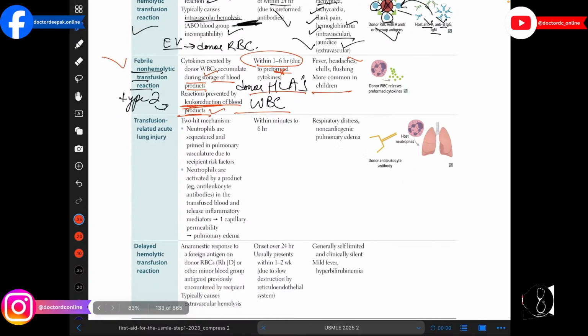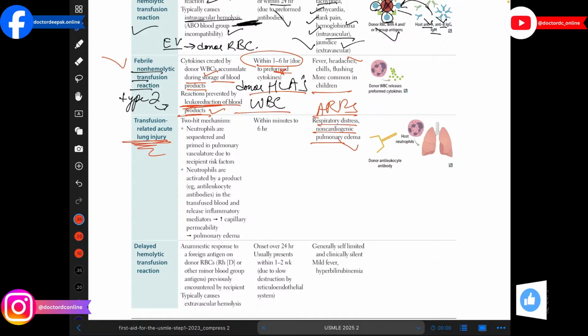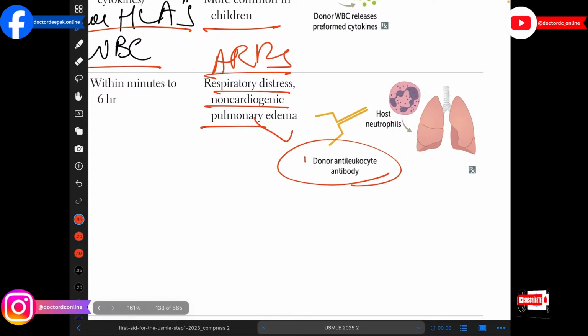Next, we are going to study transfusion-related acute lung injury. You are giving blood to a patient, and suddenly you hear crackles in the lungs during auscultation, then this may be happening. It may be due to ARDS, acute respiratory distress syndrome, non-cardiogenic pulmonary edema, or due to blood transfusion. It happens due to donor antibody against the host. What is going to happen? There are donor anti-leukocyte antibodies.